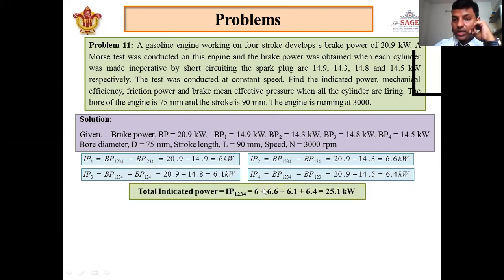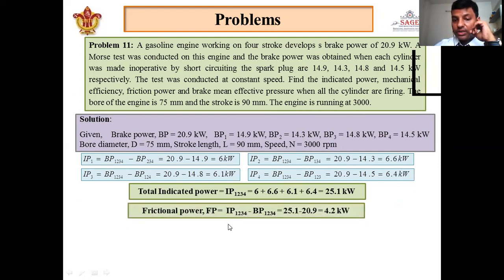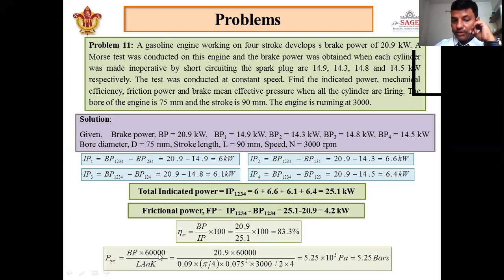Once the total indicated power is calculated, friction power will be calculated by indicated power minus brake power, that is 25.1 minus 20.9, that is 4.2 kilowatt. Mechanical efficiency will be calculated by brake power by indicated power into 100, that is 83.3%. Simple calculations. Brake mean effective pressure: we know the formula, brake power into 60,000 upon L A n K. L is given, we have to convert it into meters, 90 mm is equal to 0.09 meter. Area is pi by 4 d square, d is 75 mm, so it can be written as 0.075 meter.